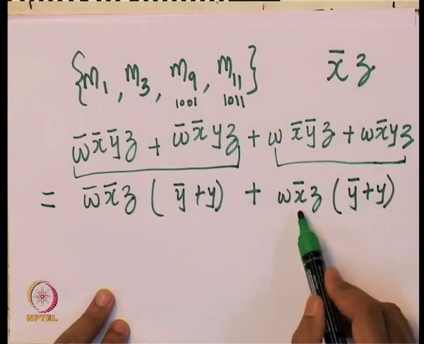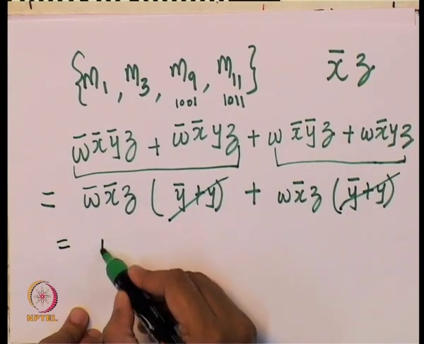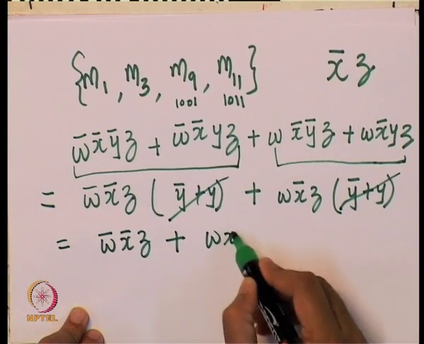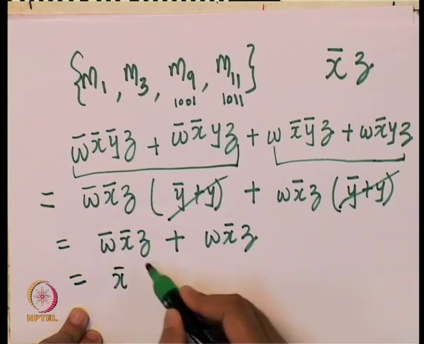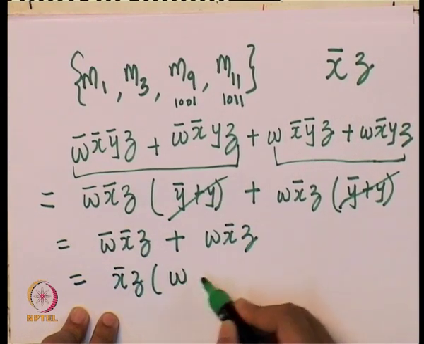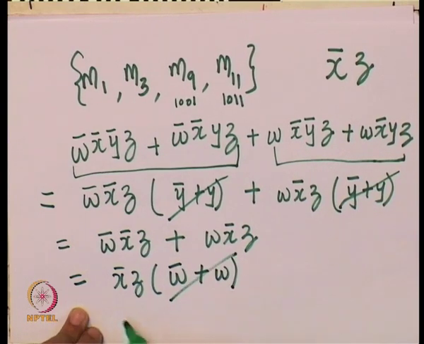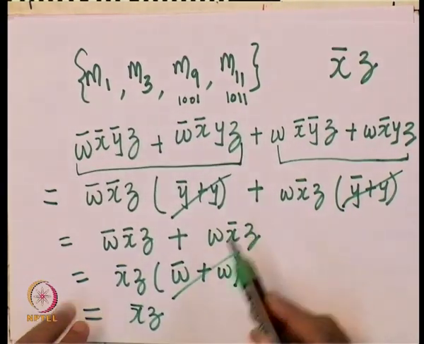So, M9 and M11, you have this. We know this is 1 and this is 1, you can write it as w bar x bar z plus w x bar z. Again here x bar z is common to both, we can write it as w bar plus w. This is again 1, this is the same as x bar z. So, you can do all this Boolean minimization and get x bar z. You can also get x bar z by just looking at the terms in the table.